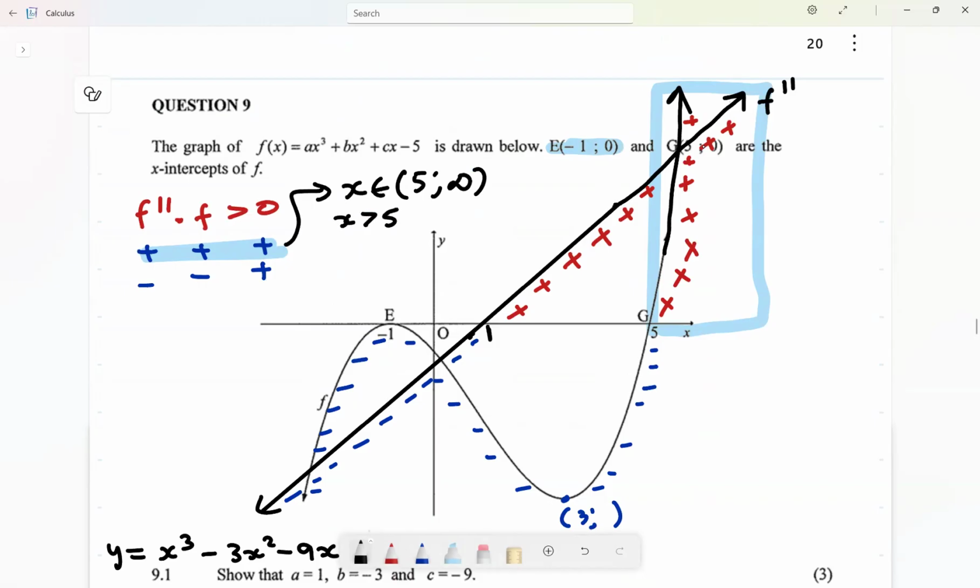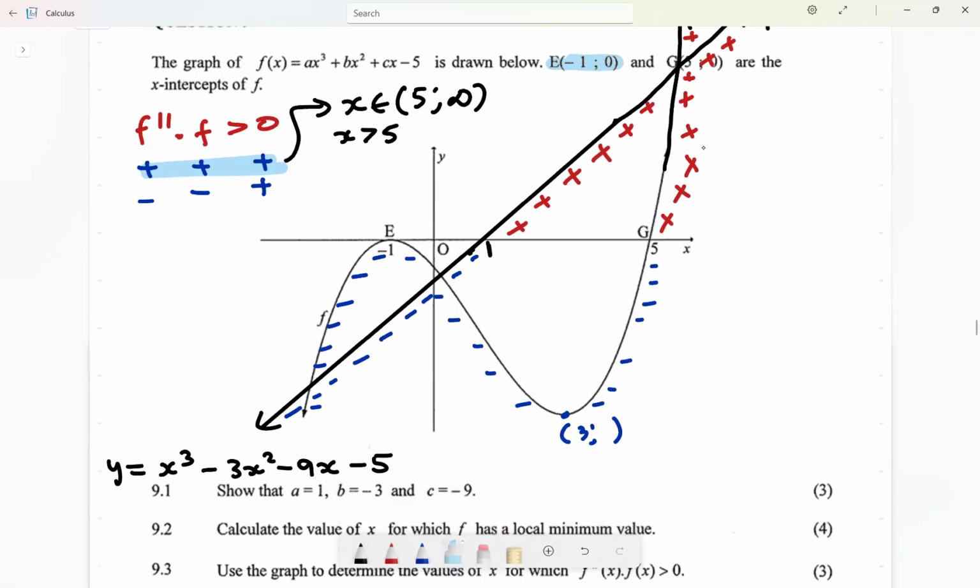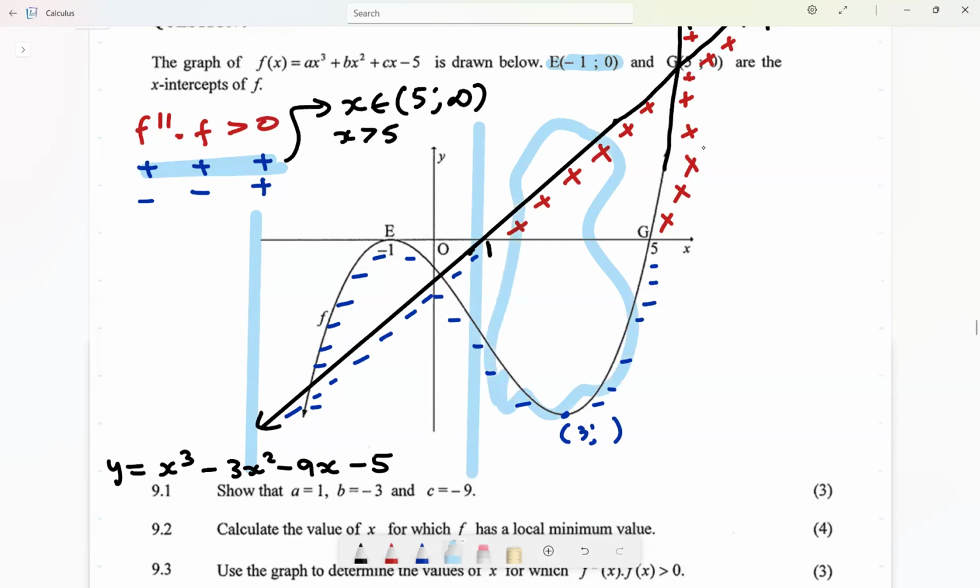Okay? Let's now look at the negatives, where they are both negative at the same time. Where are they both negative at the same time? Can you see in this portion from negative infinity here, they are both negative, until we reach 1. After 1, can you see that it is positive and negative? So we do not want that.